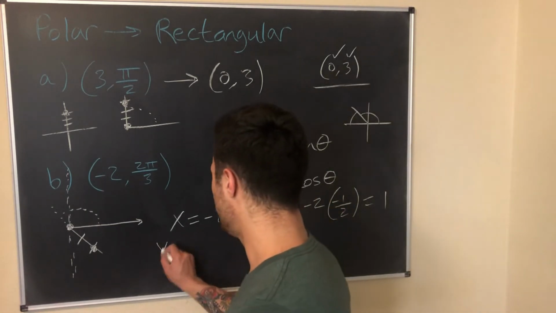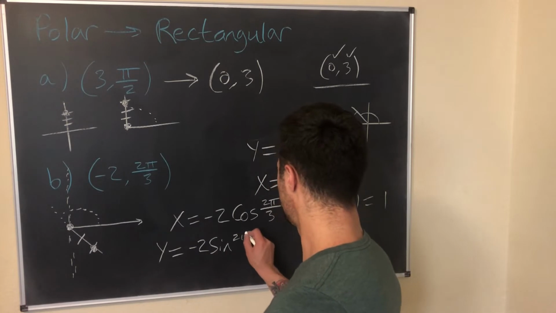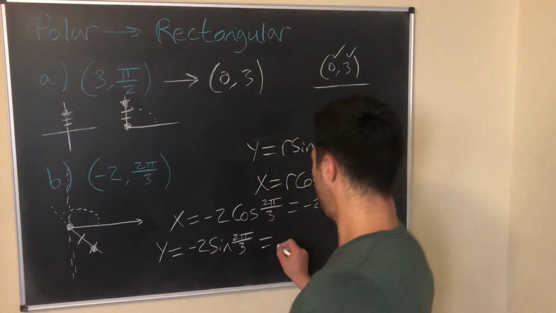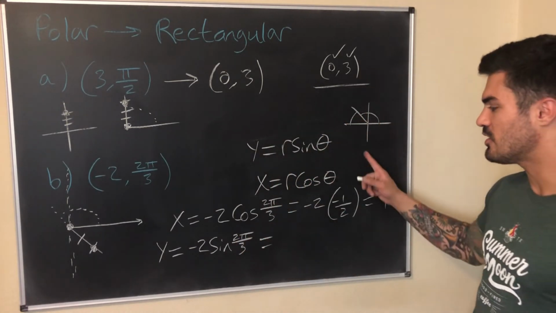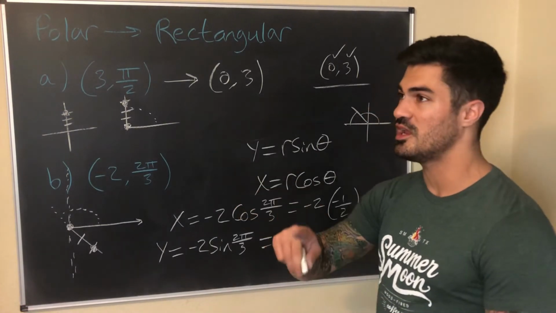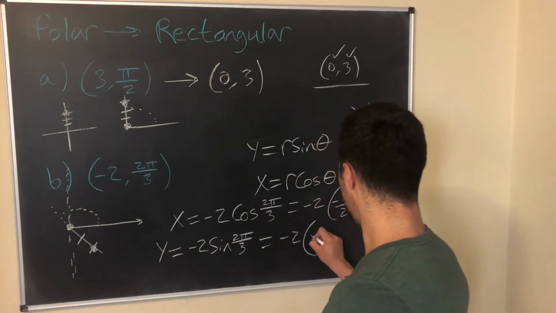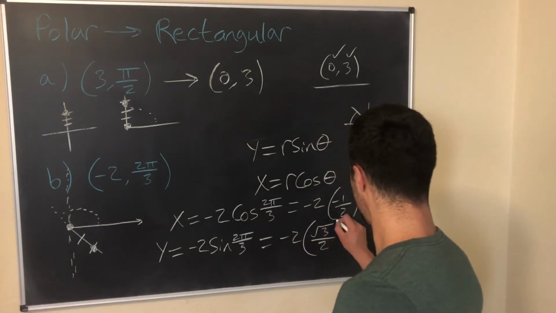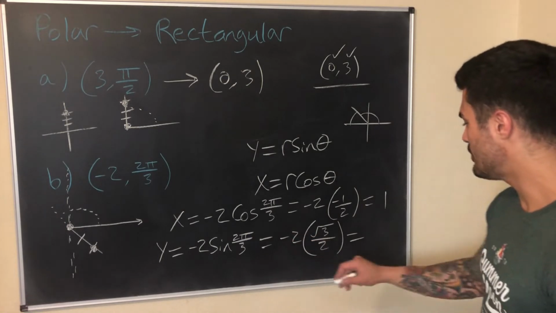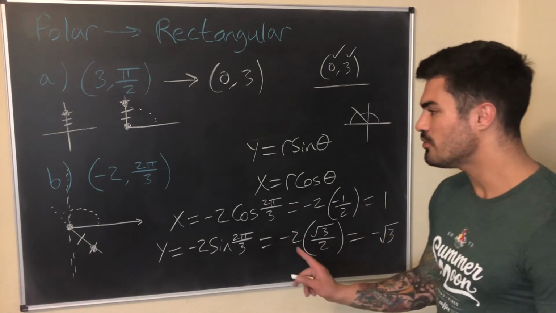Let's see what our y is. Y equals -2 sine of 2 pi over 3. I know the sine of 2 pi over 3, since we're in the 2nd quadrant, is positive. We have a pi over 3 reference angle. I know that gives us √3 over 2. The 2's are going to cancel. I'm left with -√3.